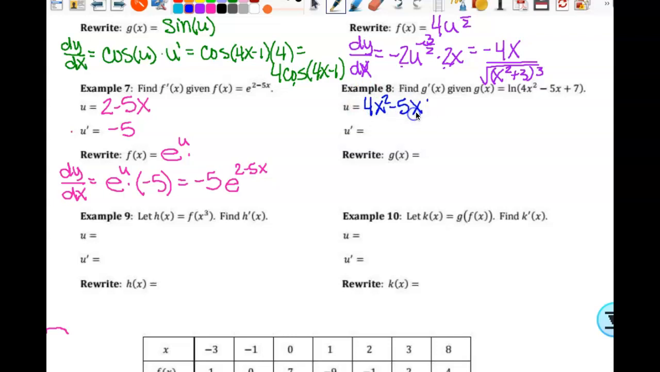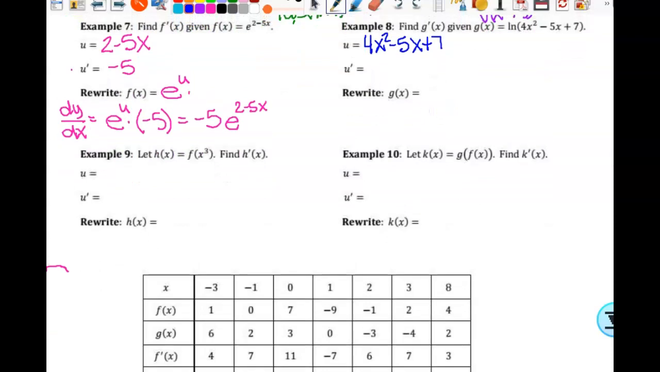Good. There was a little pause there, maybe a little concern, but yes, we'll go with that. All right, so then the derivative of that's pretty easy, right? 8x minus 5? Yes. If I want to rewrite g of x, that's now going to be the natural log of u, right? Okay. And I heard some of you using your notes back there, which was very good, and having a little discussion about that.